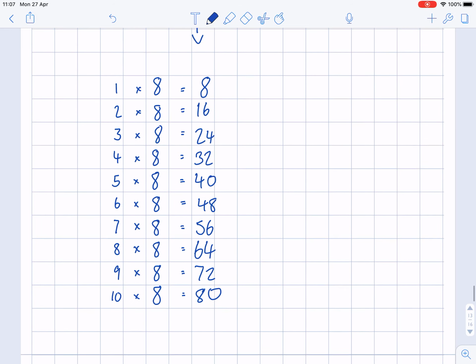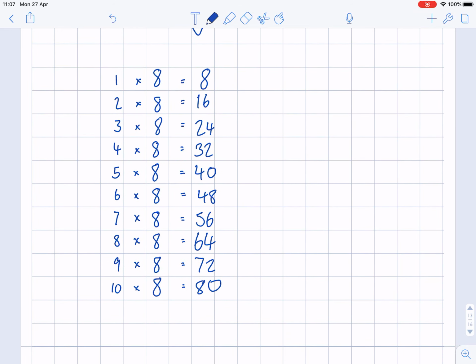All right, great stuff. So there's your 8s. Okay, so all the answers are even numbers. So if you've got an odd number in there somewhere, it must be wrong. So have a little look at those.